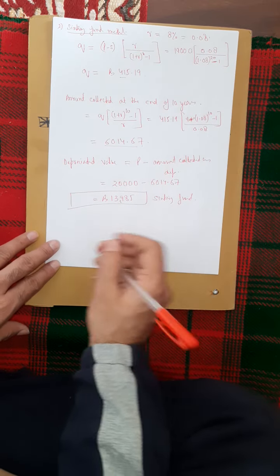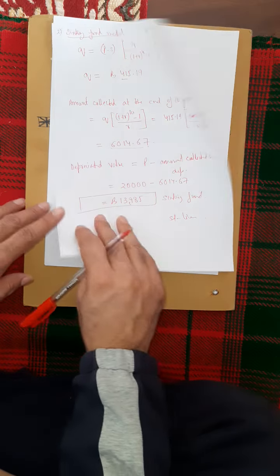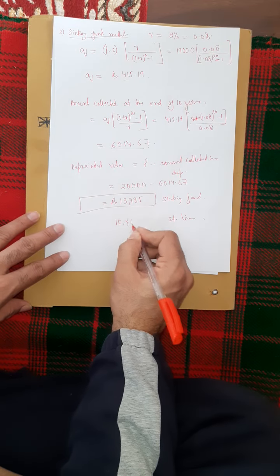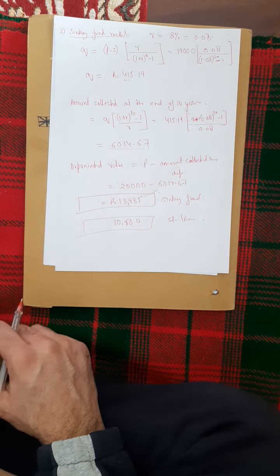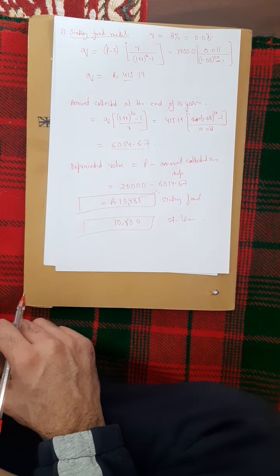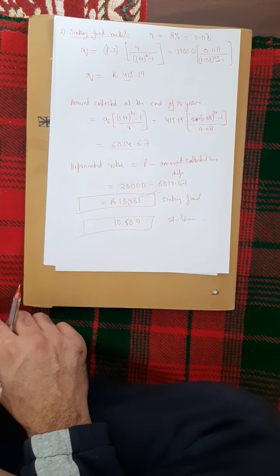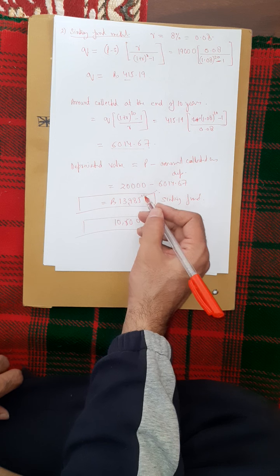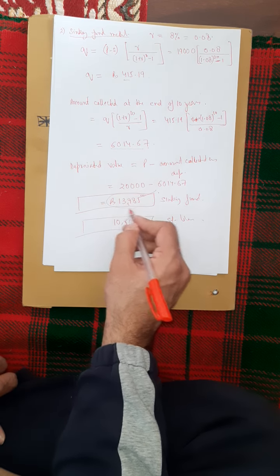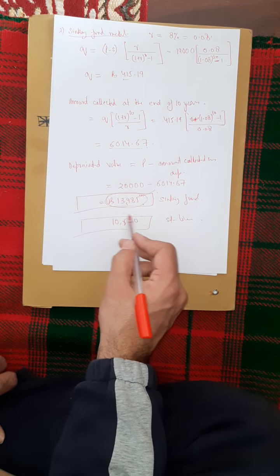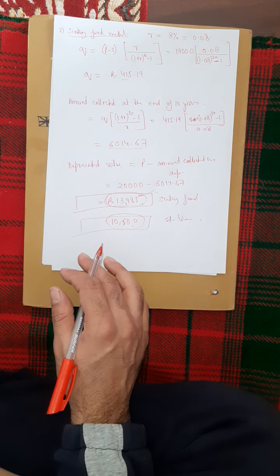and the earlier one using the straight line method was 10,500. So which one is greater? This is greater. So after the useful life, the depreciated value of the plant after 10 years is more in the case of the sinking fund method as compared to the straight line method, because here we are taking into account the interest. Here we are not taking the interest into account. Okay. So this was the first problem.